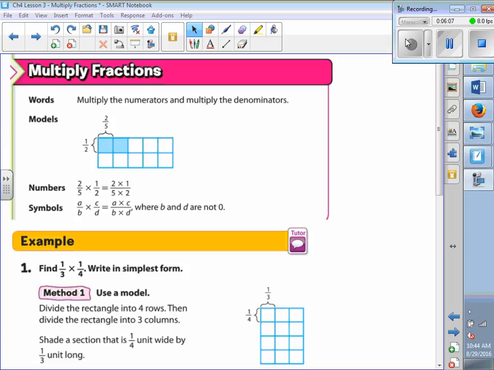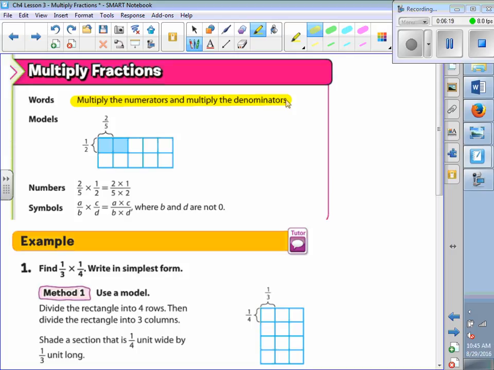All right, so the next thing, multiply fractions. Now, this is what I want you to make sure you write down in your spiral. When you multiply fractions, you need to multiply the numerators and multiply the denominators. And with that real world link, we just figured out that rule.